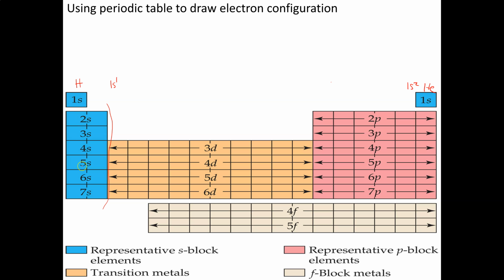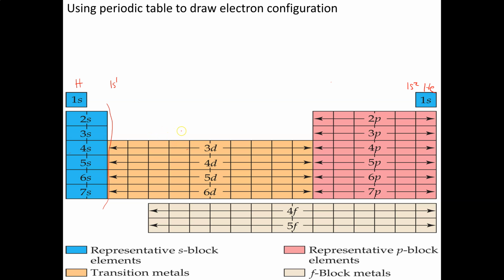The front number just tells you which period you're in. Now the d block. The d block is weird. Whereas for the s block, the period number tells you what your front number is, for d, it doesn't. Because here, we're in the fourth period, right? That's why it's 4s. But this is 3d. What the heck?